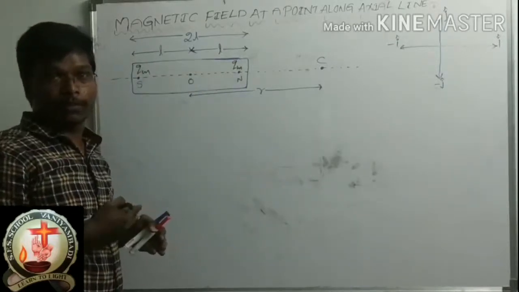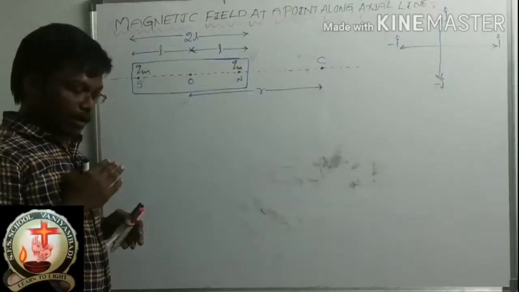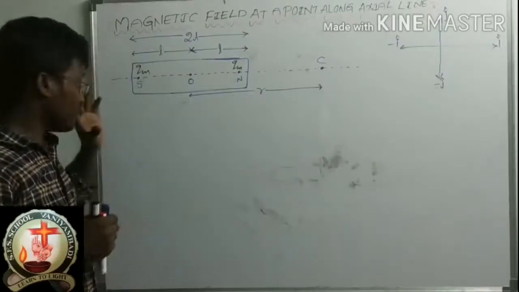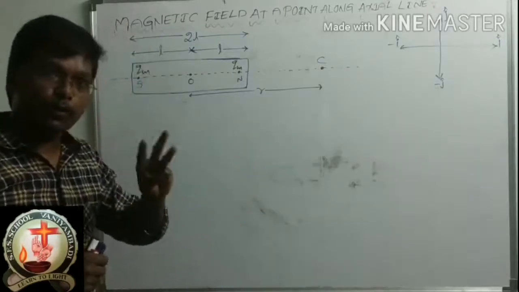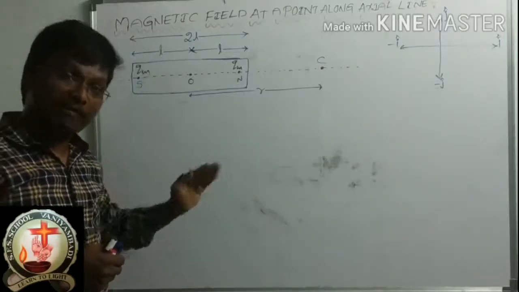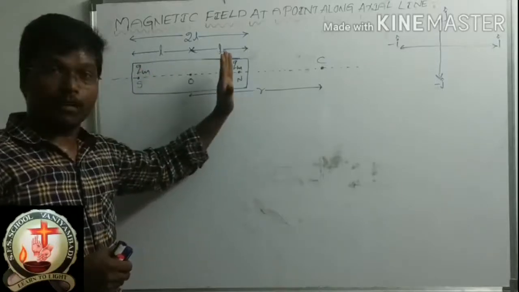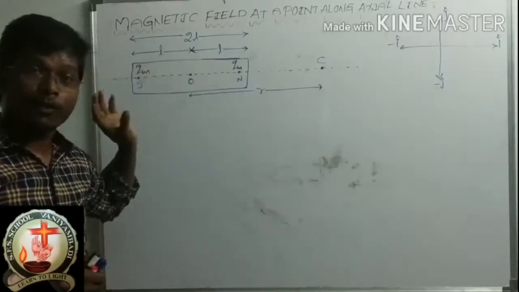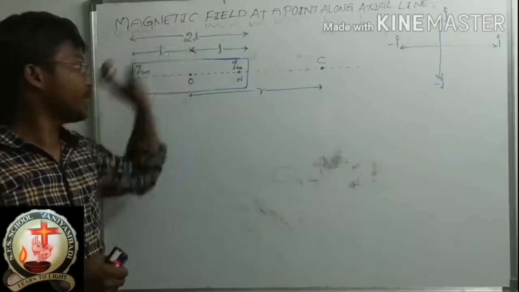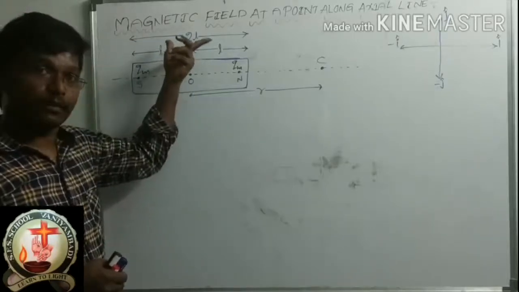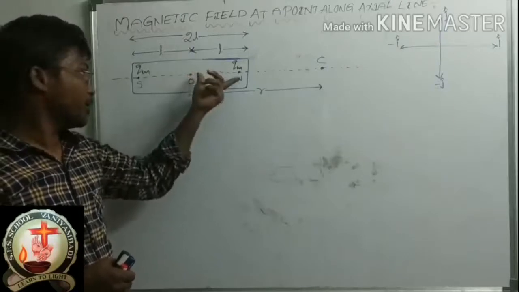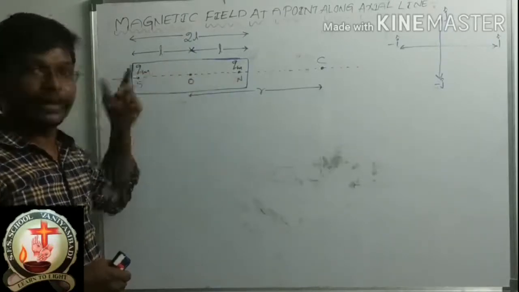Correct? We know that. So what I told you is, let us consider a bar magnet with two poles, south pole and north pole. These two poles have pole strength Qm, and the magnetic length of the bar magnet is 2L. Midpoint to here is L and midpoint to here is L.